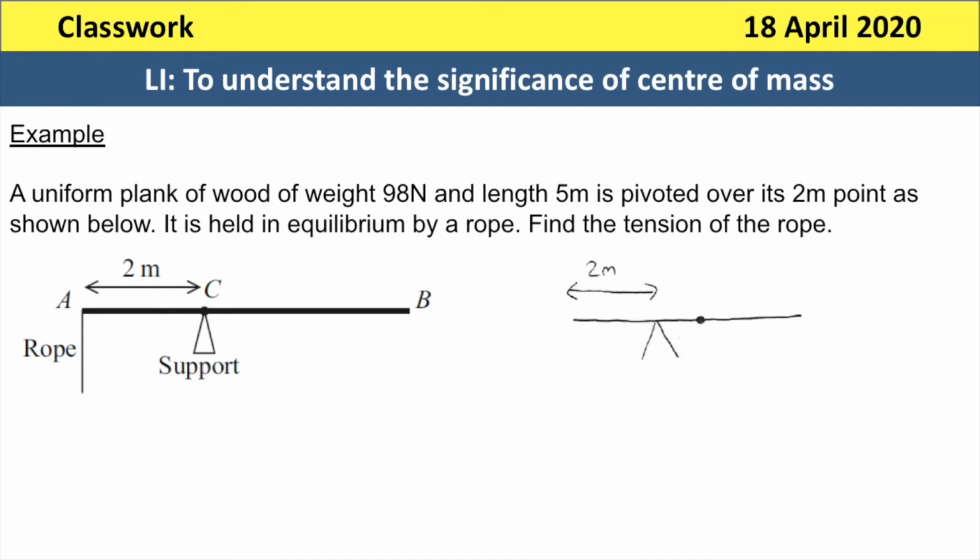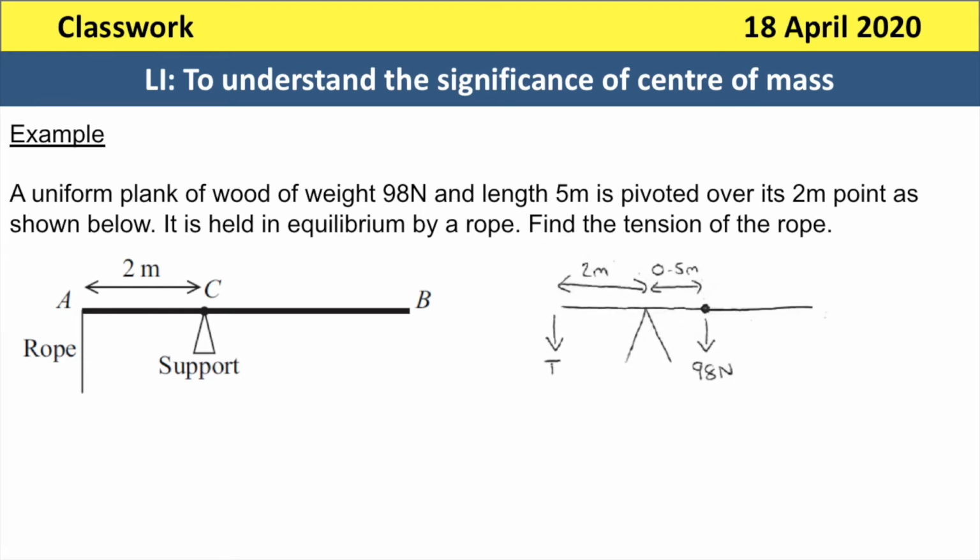Now we can work out how far away the pivot or the support is from the centre, because if we know that the whole thing is 5 metres long, then that means that the distance C to B will be 3 metres, and so the distance from C to the centre of the wood will be 0.5 metres. Now the weight, we just said, acts from the centre, and the tension is acting from the end, and we are holding the uniform plank of wood in place there.